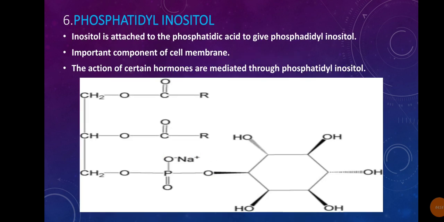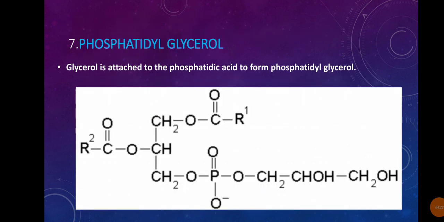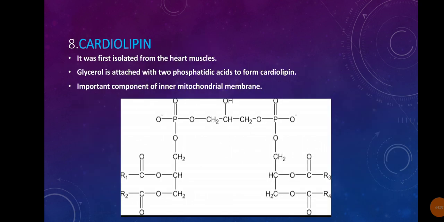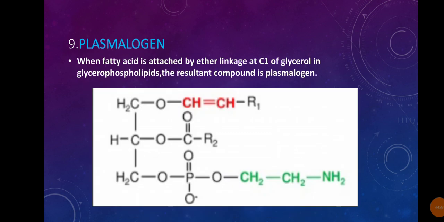Phosphatidylinositol. Inositol is attached to the phosphatidic acid to give phosphatidylinositol, an important component of a cell membrane. The action of certain hormones is mediated through phosphatidylinositol. Phosphatidylglycerol. Glycerol is attached to the phosphatidic acid to form phosphatidylglycerol. Then the cardiolipin. It was first isolated from the heart muscles. Glycerol is attached with two phosphatidic acids to form cardiolipin, an important component of the inner mitochondrial membrane.